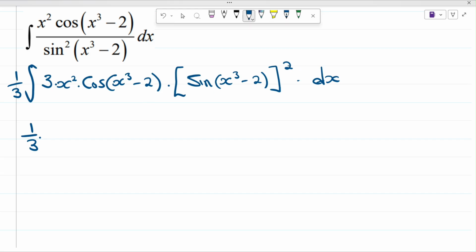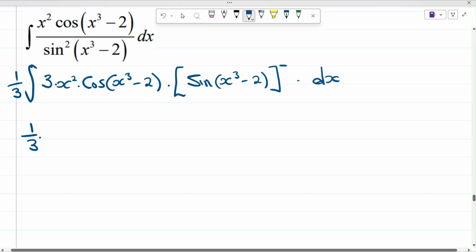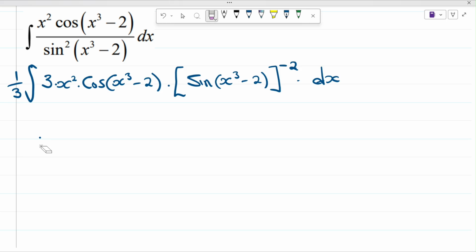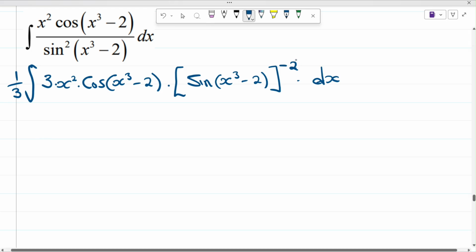Oh, I'm making a mistake, guys, just a minor mistake. This has to be -2. I'm very sorry for that. Like I've said, I think I'm tired, but let me try to focus, okay? So here we have -2, right? We've got -2 because I took this sine up there, so there has to be an exponent of -2. I'm sorry for that.